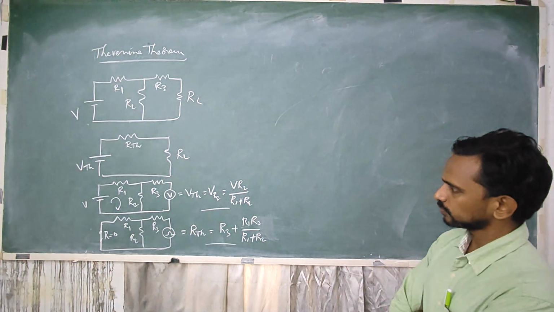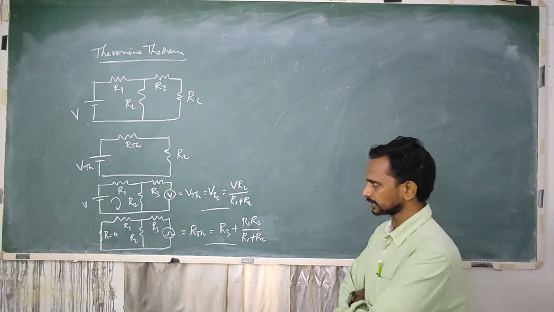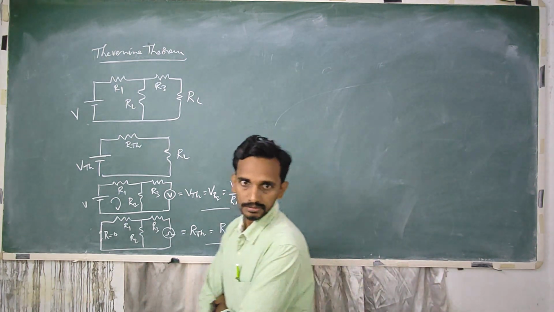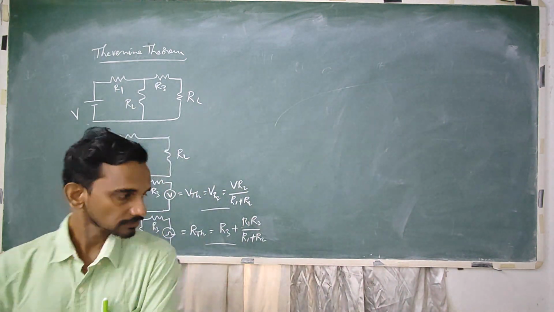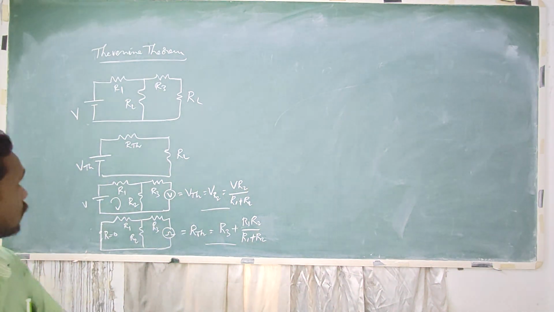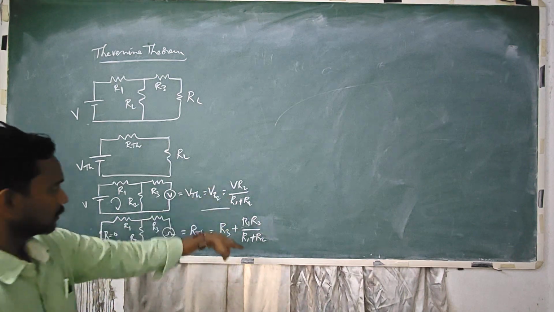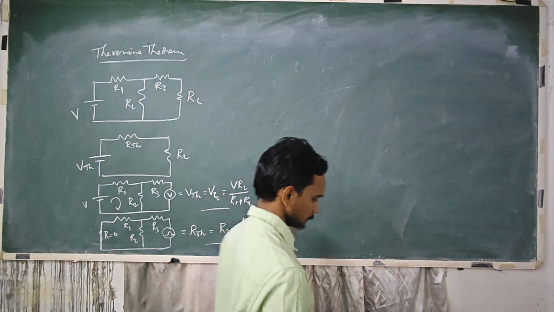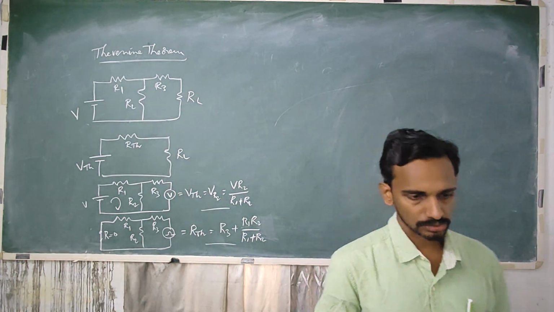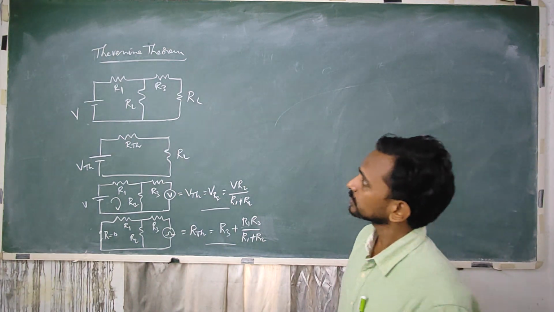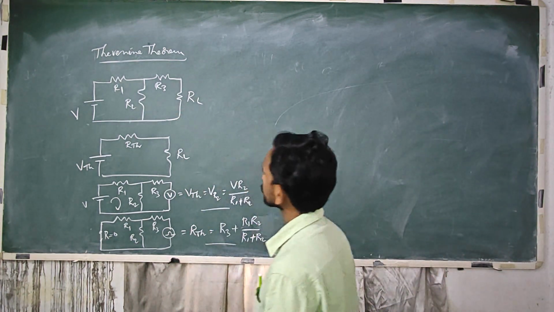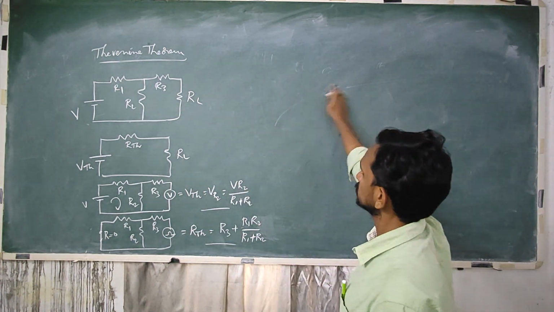So which is more suggestible to take as a variable? Yeah, either R1 or R2. I mean R1 and R2 are common in both of these two equations. So I prefer to take R2 as a variable. So how to do this now?